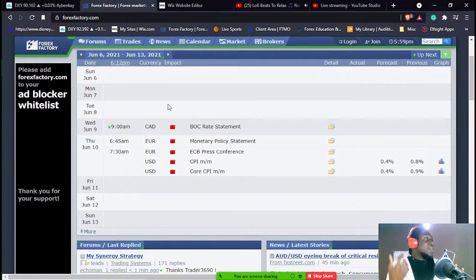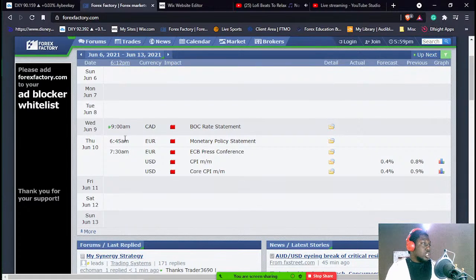So we don't have any news Monday or Tuesday. We do have news Wednesday at 9 a.m. That's with the Canadian dollar rate statement. So that's some pretty heavy news you want to watch out for, Canadian news. And then Thursday we have Euro news with monetary policy statement and press conference between 6:45 and 7:30. And usually you want to look at that press conference moreover to see what is going to be said. That is what usually will make some type of volatility come into the market, right?